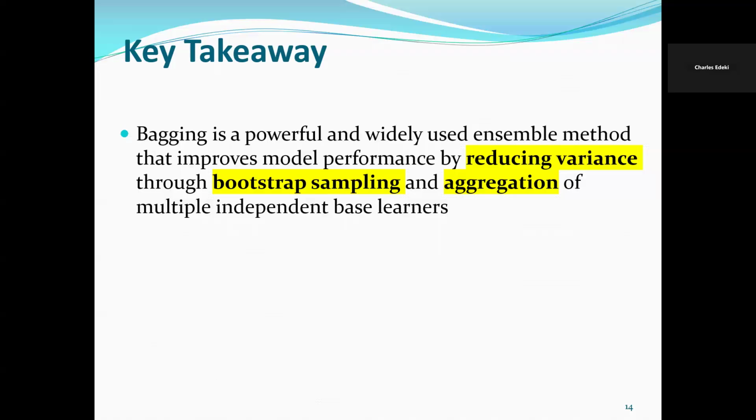Bagging is very good. It's a good tool in machine learning. The practitioners use it.